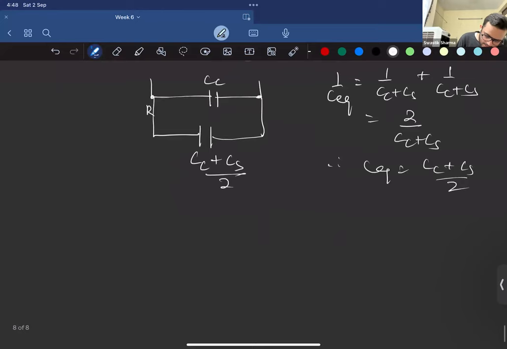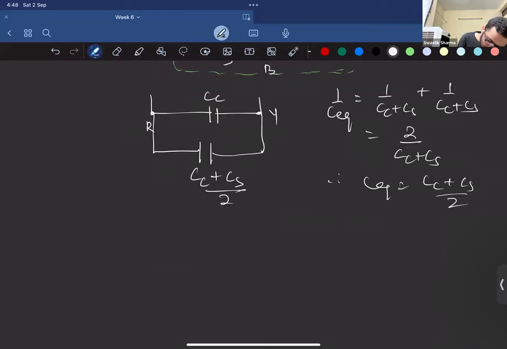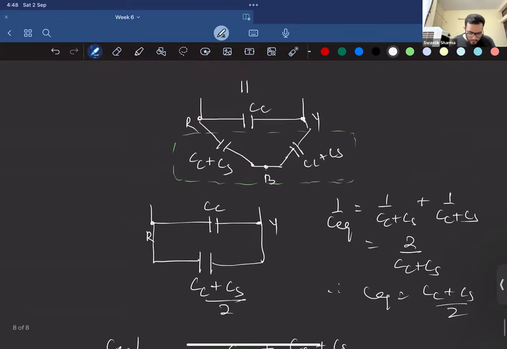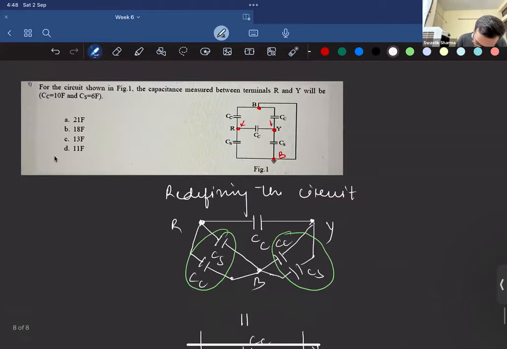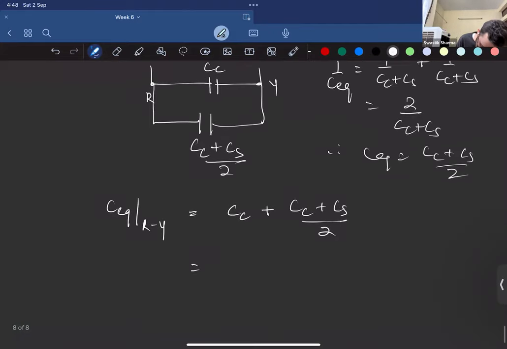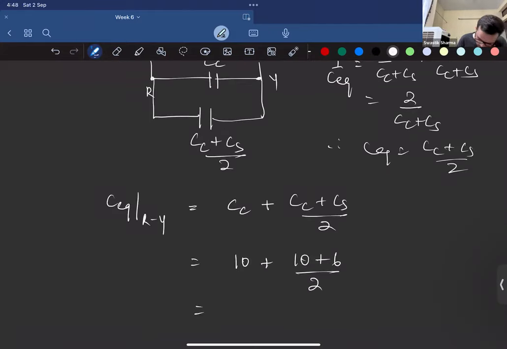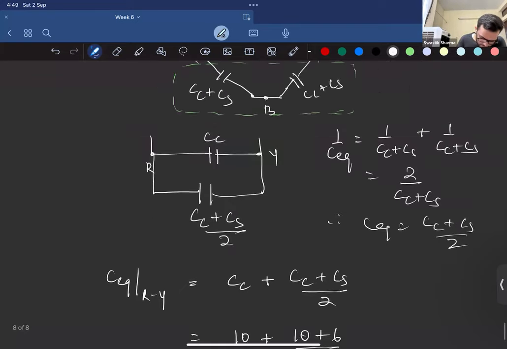So now these two are in parallel. So C equivalent between RY is equal to CC, since they are in parallel, they'll get added, CC plus CS by 2. Now quickly equate CC as 10 farads and CS as 6 farads. What would be the answer? The answer will be 18 farads, right?